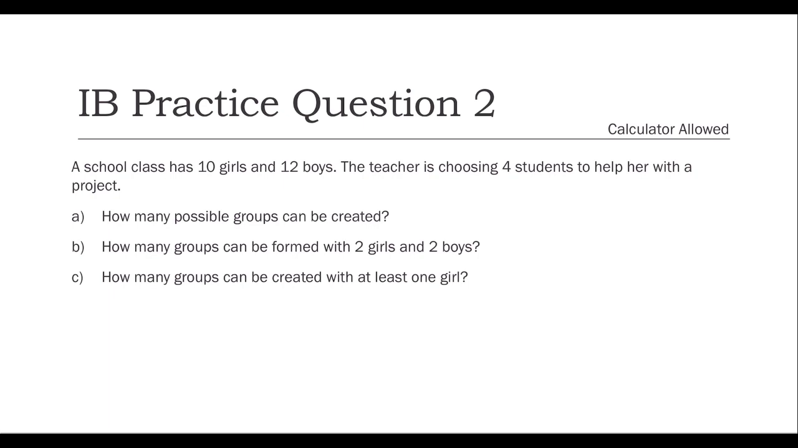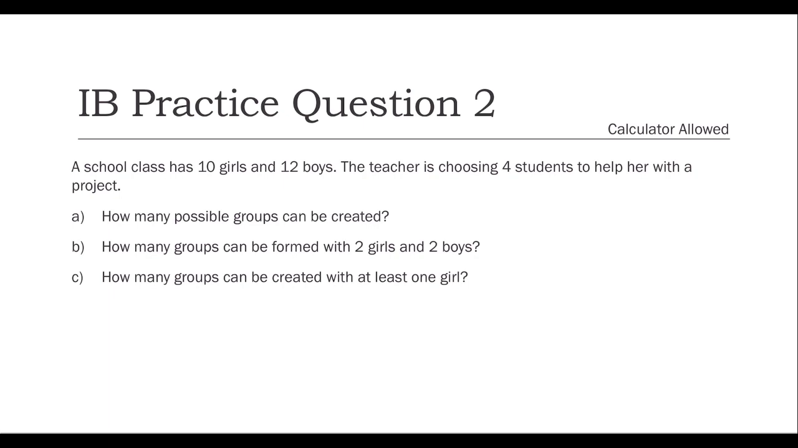Here we have a second IB practice question, which also has the calculator allowed. So it says a school class has 10 girls and 12 boys. The teacher is choosing 4 students to help her with a project. A, how many possible groups can be created? B, how many groups can be formed with 2 girls and 2 boys? And C, how many groups can be created with at least 1 girl?